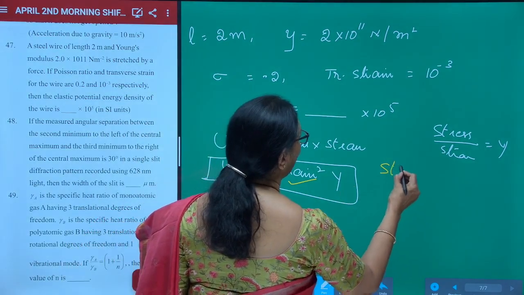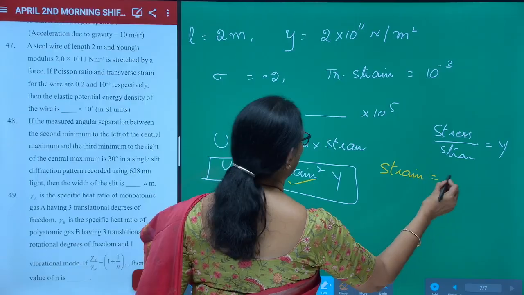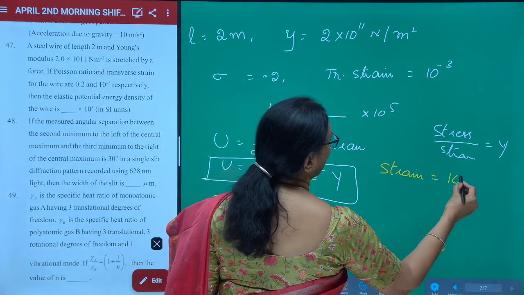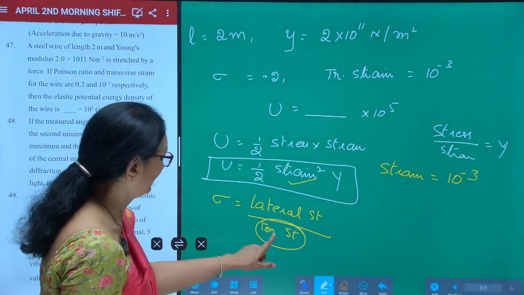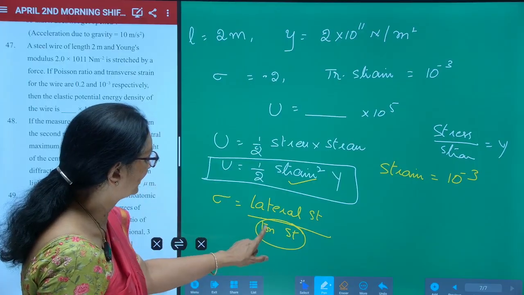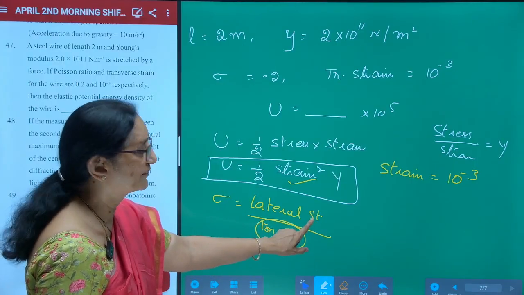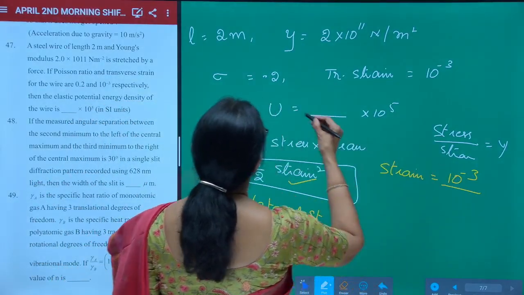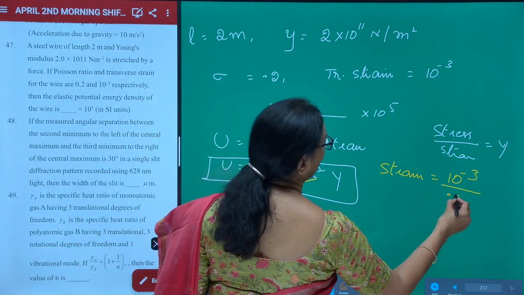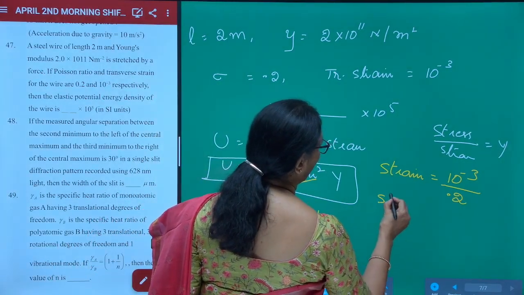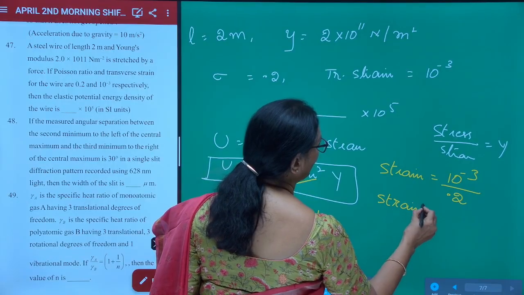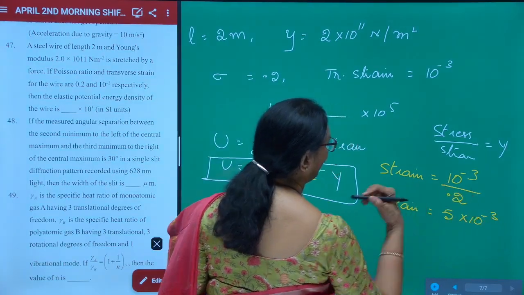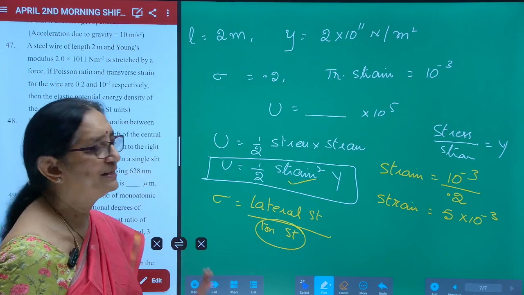So, that strain is equal to lateral strain or transverse strain, that is 10 to the power of minus 3. From this, longitudinal strain will be lateral strain or transverse strain divided by Poisson's ratio. Poisson's ratio is given as 0.2. So, here strain is equal to 1 by 0.2, that is 5 into 10 to the power of minus 3. Then the problem is done.